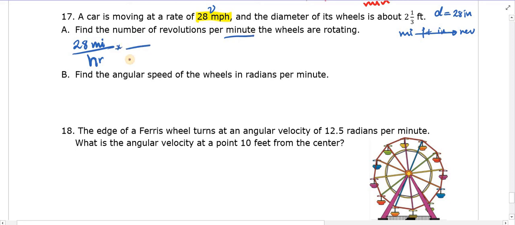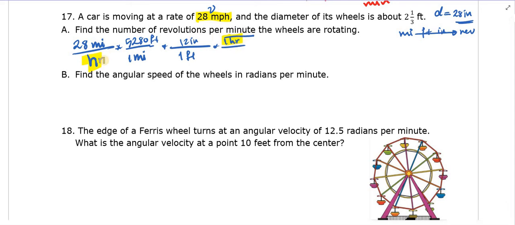First, I'm going to convert the miles. 1 mile has 5,280 feet, and then I need to convert that into inches just because I changed the measure of the diameter of the wheel into inches. So 1 foot is 12 inches. Next, I'm going to convert the hours. Notice how if I want to get rid of something, I write the same measurement in the opposite place. So if the measure is in the denominator, I write the other measure in the numerator so they can cancel each other.